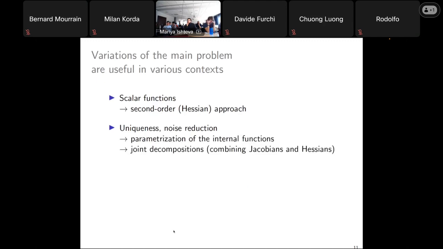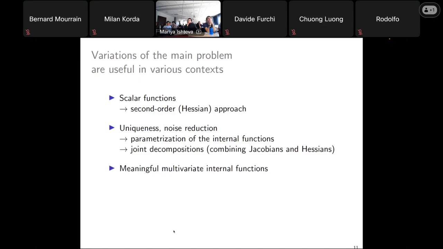And there are a few things that we could do. We could parameterize, so we could actually look for the coefficients, but then the optimization problem becomes a little bit more difficult. Or we could also look at joint decomposition. So we can combine information of the Jacobian and then the second order derivative, the Hessian, or the zeroth order information, the function itself. And in this way, we can extend the class of functions that are decomposable.